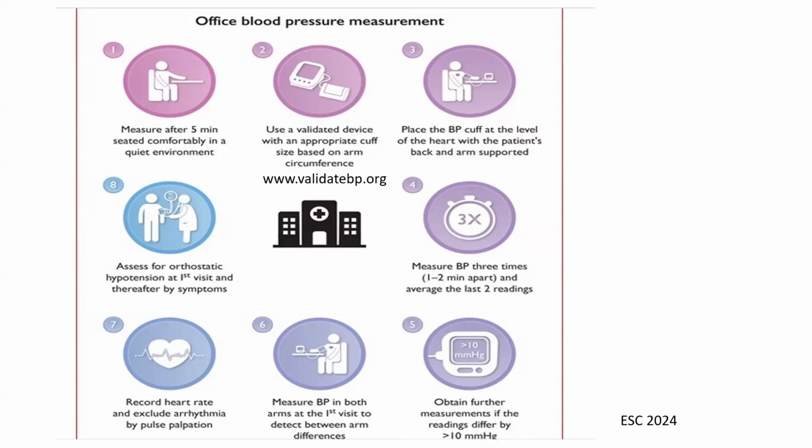Ideally, 3 measurements should be taken and averaged. If there is more than 10 millimeters of mercury difference between the measurements, then the measurements should be repeated until there are measurements which are close to each other. And at least at the first visit, we have to check for orthostatic hypotension, as well as the BP measurement difference between the 2 arms.